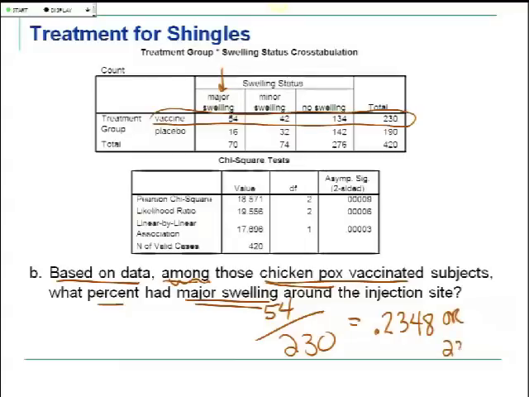We were asked for a percentage, so we'll write it as a percent. But would you be able to even identify what probability you just found there using these results with some events inside? You found the probability of seeing what outcome? Major swelling, given or conditional on they actually had the vaccine. You found a conditional probability.